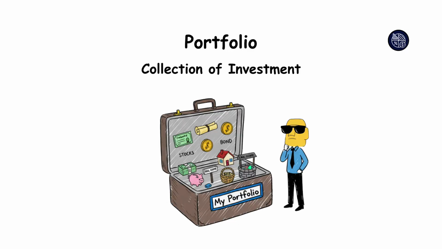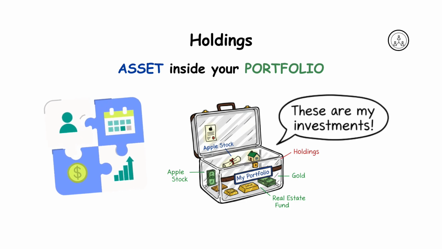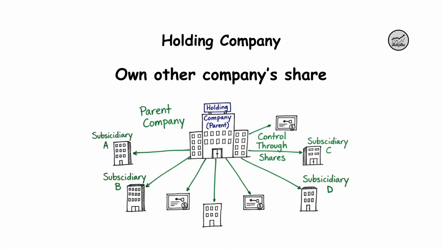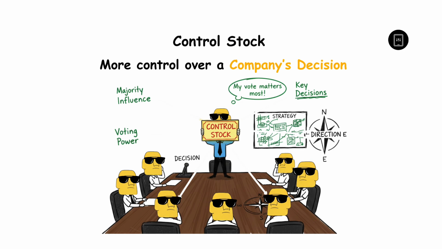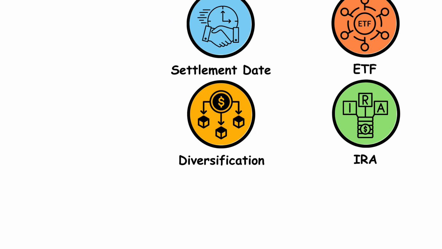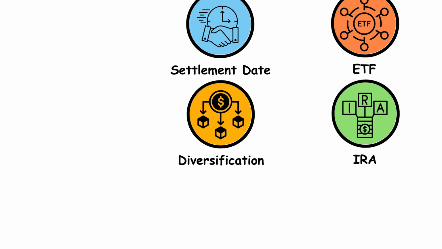Portfolio. A portfolio is your collection of investments. Holdings. Holdings are the assets inside your portfolio. Holding company. A holding company owns shares of other companies. Control stock. Control stock gives significant power over a company's decisions. Diversification. Diversification means spreading money across assets to lower risk.